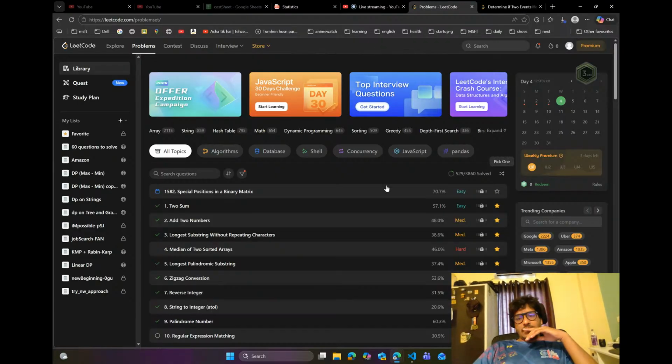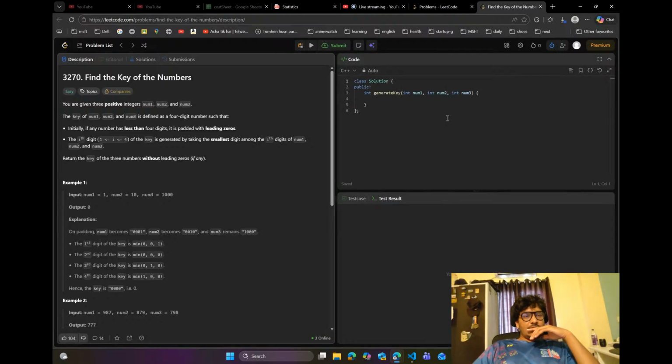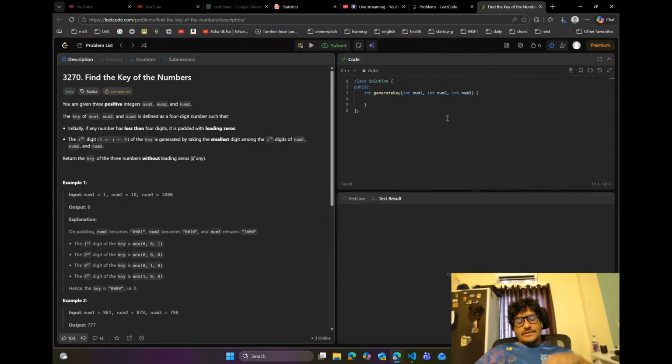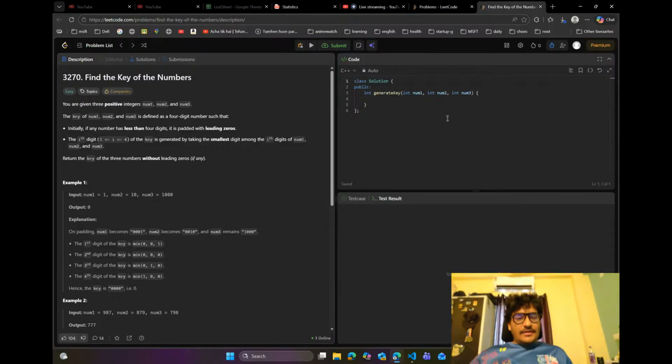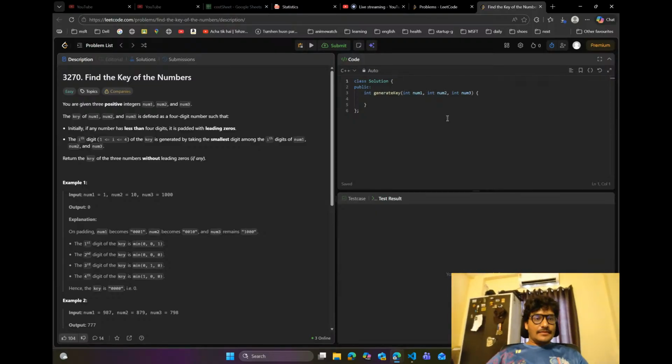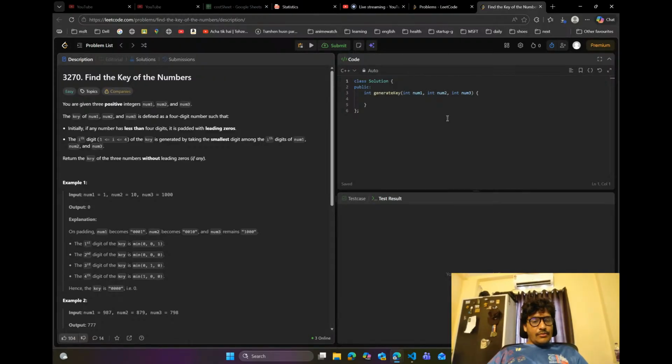Yeah. Yeah, interesting question. Find the key of the numbers. For some reason, we are only getting easy questions for now, but we'll solve them. You are given three positive integers, num1, num2, and num3. The key of num1, num2, and num3 is defined as if four-digit numbers are stacked. Initially, if any number has less than four digits, it is padded with leading zeros.